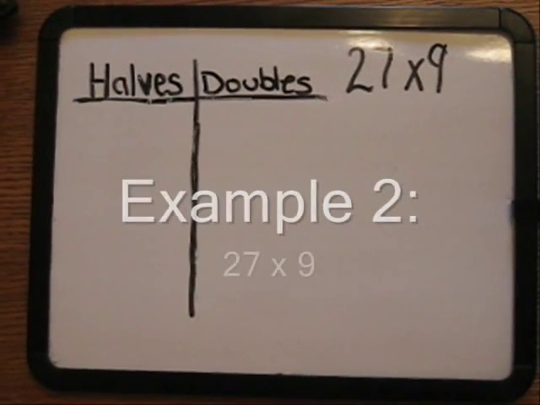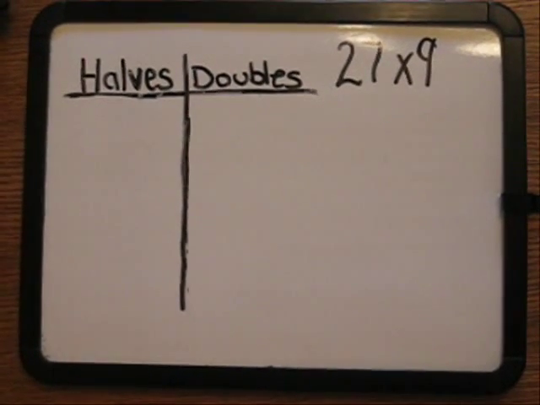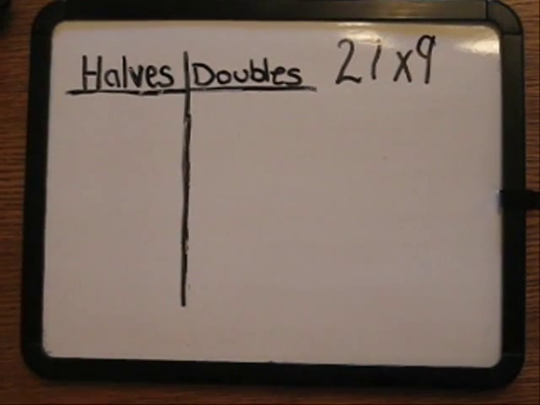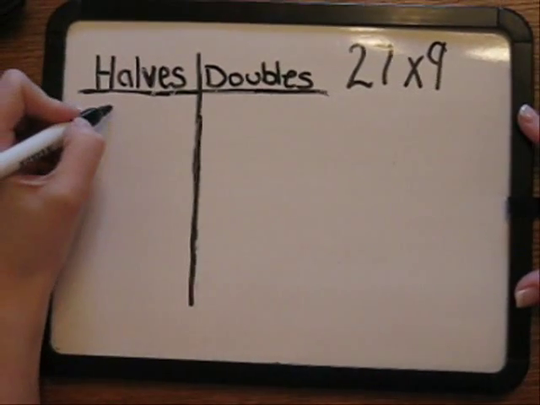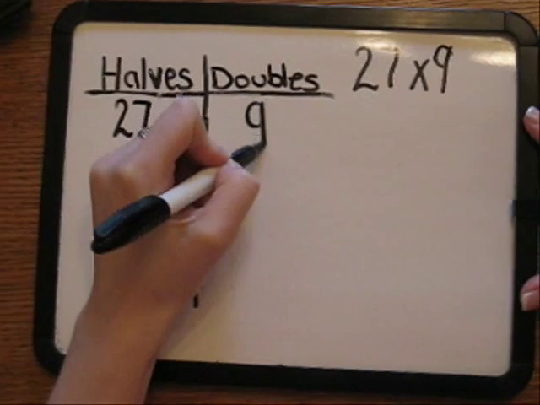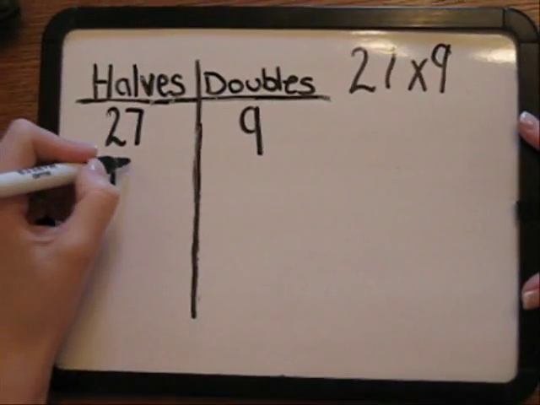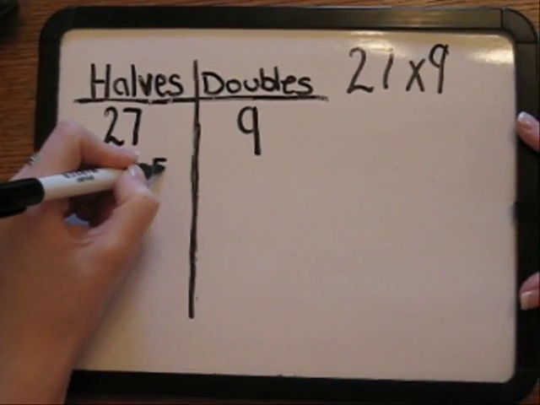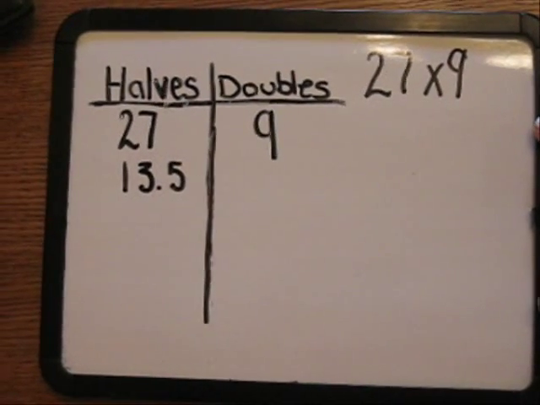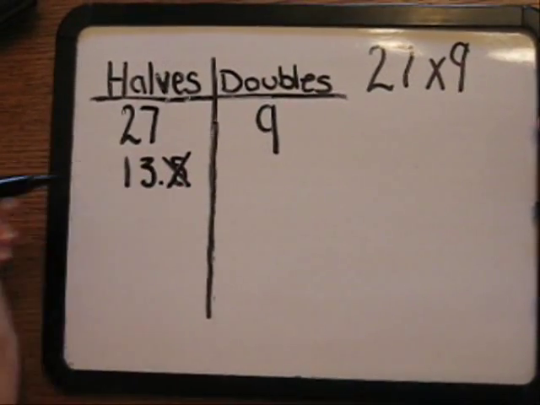Okay, so for the second example, we chose a little more challenging number. It's a double digit multiplied by a single digit. As you can see, we chose 27 times 9. I'm going to write the 27 over here and the 9 in the doubles column. So half of 27 is 13.5, but in this particular algorithm you don't want to have remainders, so you're going to round down. So I'm just going to cross off the 5 here since we're ignoring it.